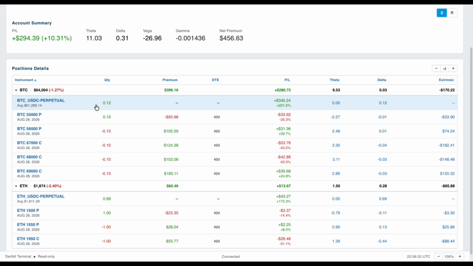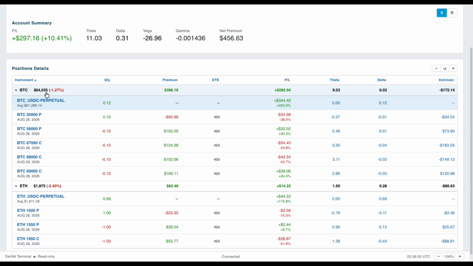So this is an example of a perpetual contract that I have here. I have this contract of Bitcoin, and the size of the contract is 0.12 Bitcoin. If you take 0.12 and multiply it by the actual price, because one Bitcoin is valued at $64,000, 0.12 would be about $6,000.